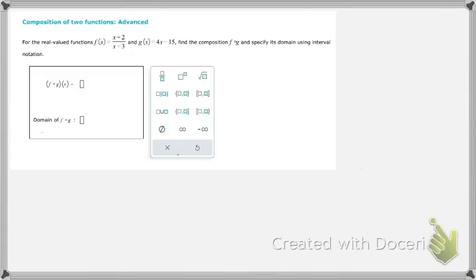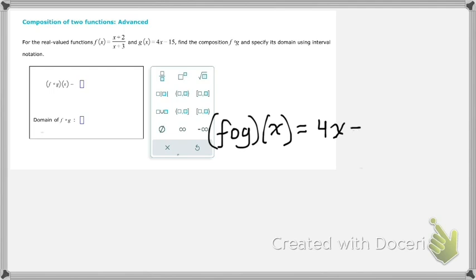All right, the final question we have to talk about here is the domain. This second part of the question: what's the domain of the composition? So, what did we have? We have f composite g of x, which is equal to f of (4x minus 13) over 4x minus 12. That's the composition, and we want to know the domain of the composite function.